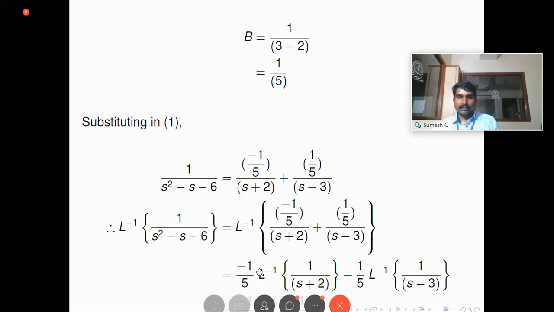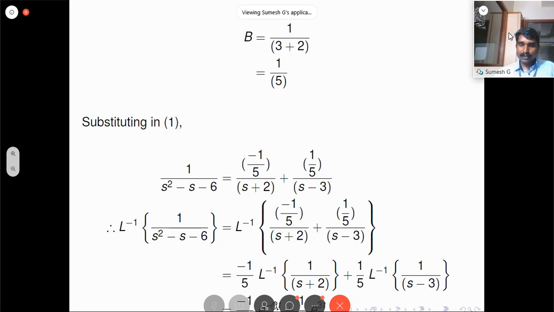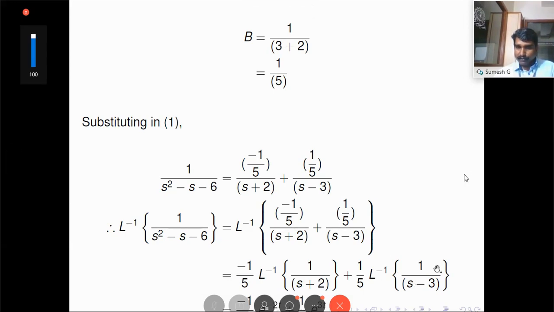The inverse is minus 1 by 5 into the inverse of 1 by s plus 2. It is of the form 1 by s plus a, whose inverse is e raised to minus at. So we get minus 1 by 5 e raised to minus 2t plus 1 by 5 into the inverse of the second one, which is of the form 1 by s minus a. The inverse of 1 by s minus a is e raised to at, so e raised to 3t. The final answer is minus 1 by 5 e raised to minus 2t plus 1 by 5 e raised to 3t. Next question.